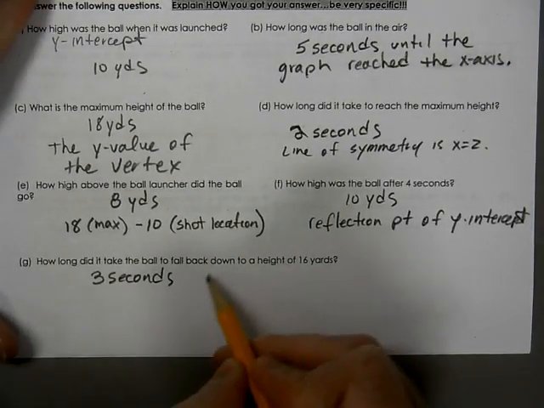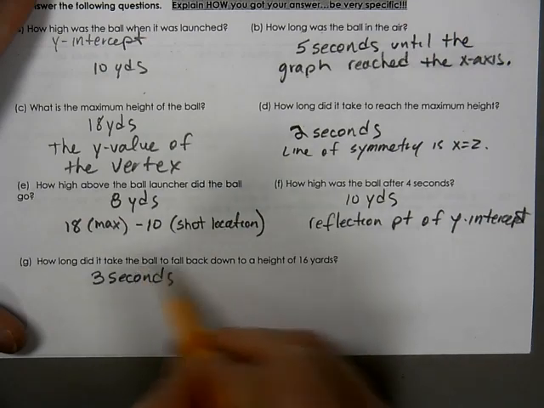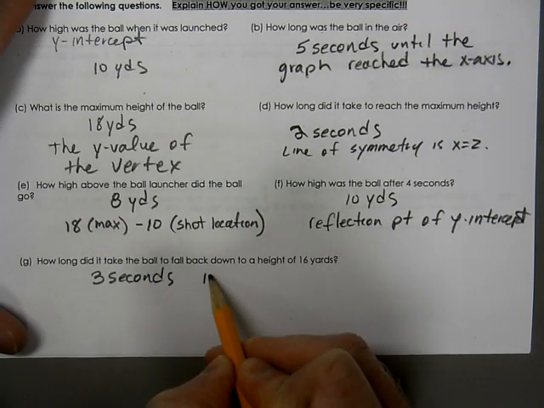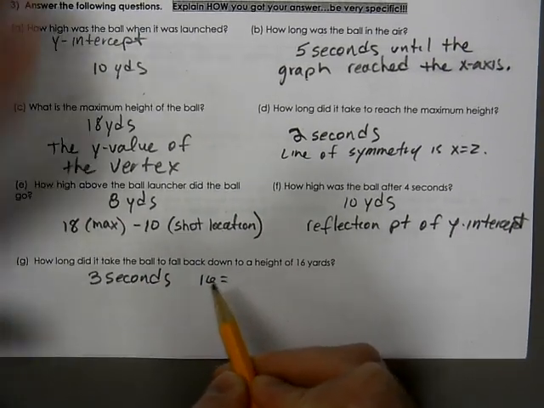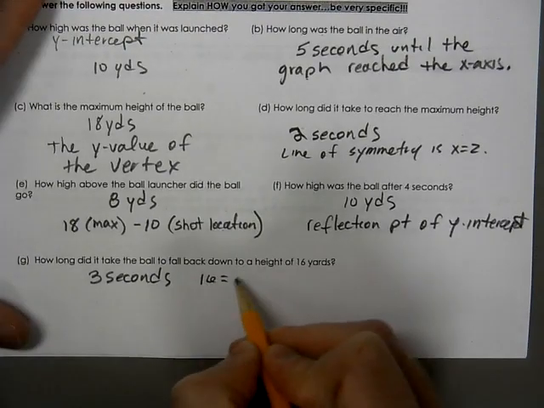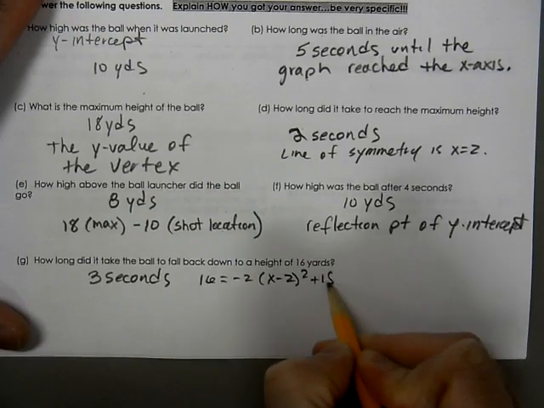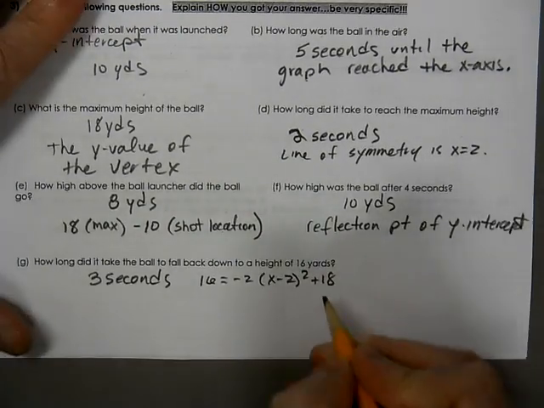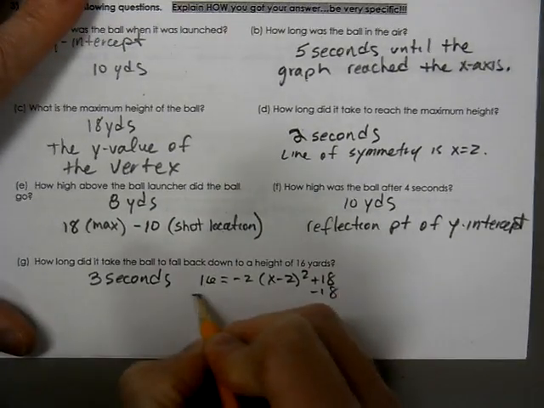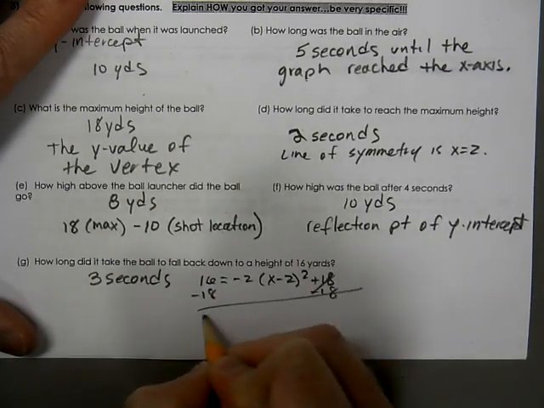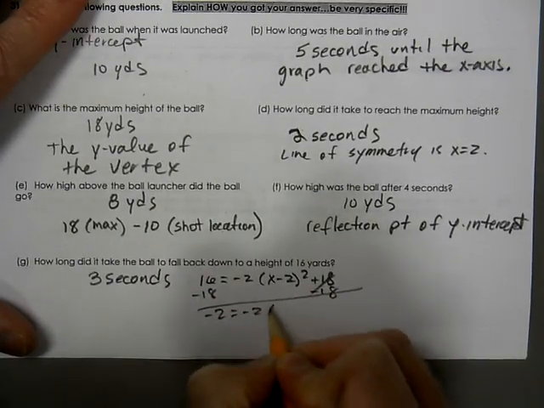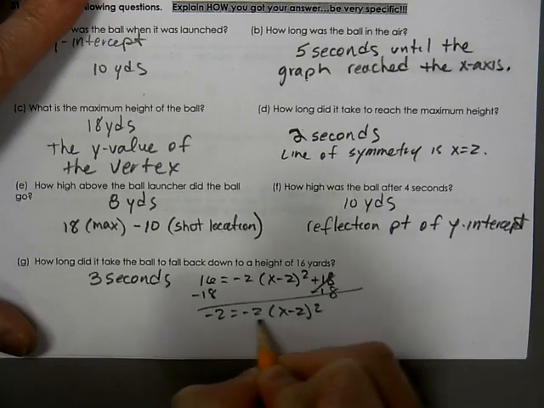So one way that we could calculate that one, we could say 16 equals, now pick your form. What form do you like the best? I think that vertex form works pretty well because we don't have to factor, we don't have to use the quadratic formula. We can go right through and just use square roots to solve such a problem.